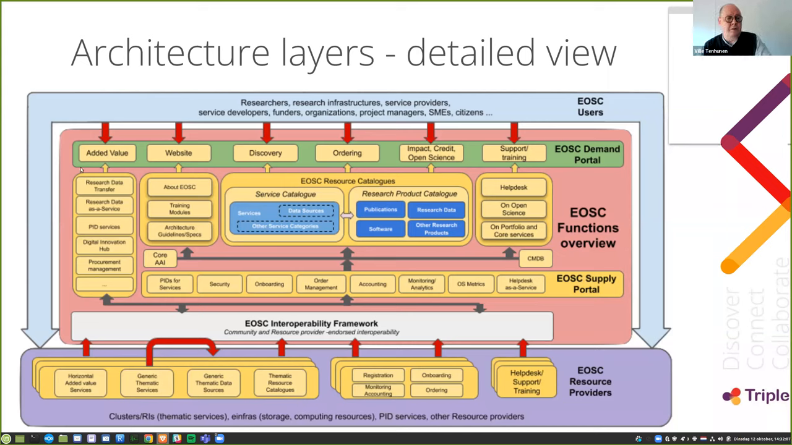This is an interesting one. Here are research data services, for example research data transfer services, research data as a service, BID services, and digital innovation hub services and procurement and management for that, and so on. So this is a construction that comes from the federation again, from those service providers and from the existing services, which are implemented into this EOSC architecture from the bottom of the architecture.